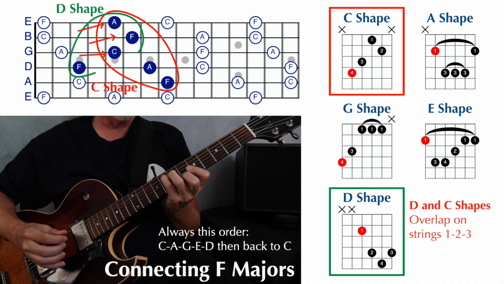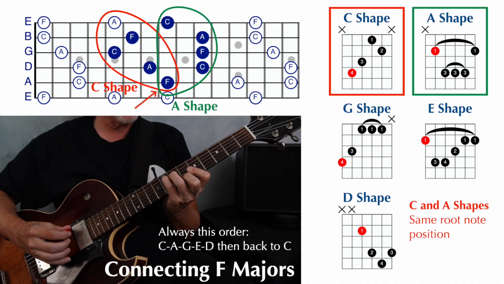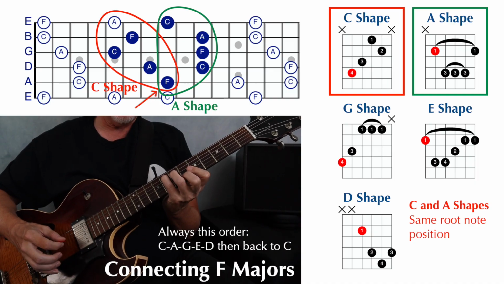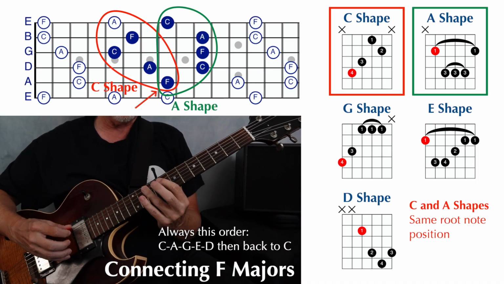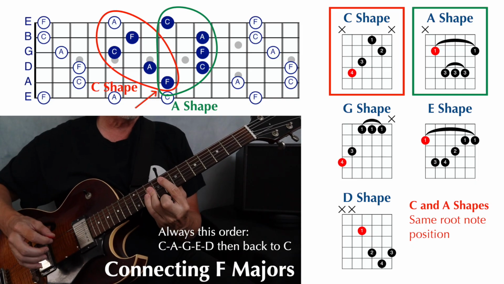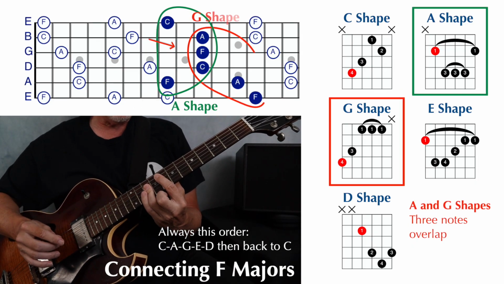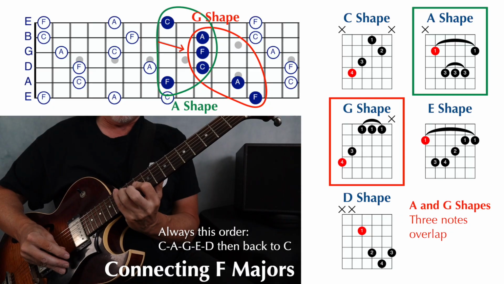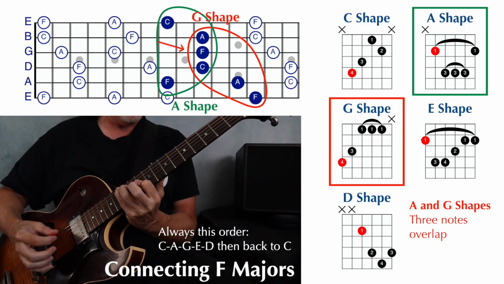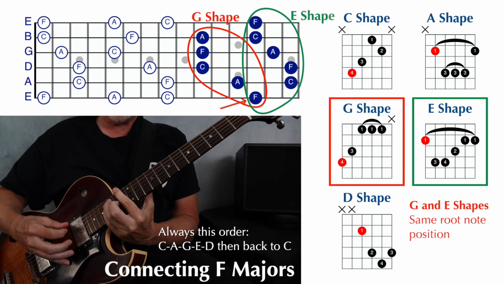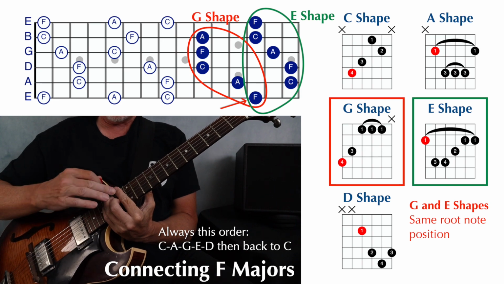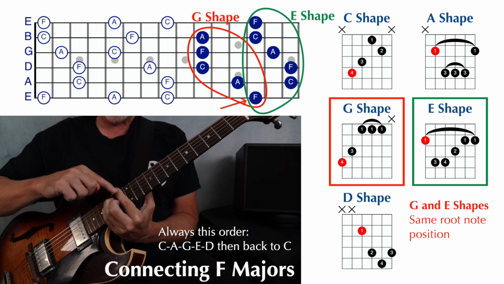And then as we saw in the first example, the C and the A shapes connect at the root. So here's the C shape, and then same root, A shape. The A and the G shapes overlap, so this is going to start to be hard to reach. And then the G and the E shapes, I would never play this shape up here, connect at the same root.